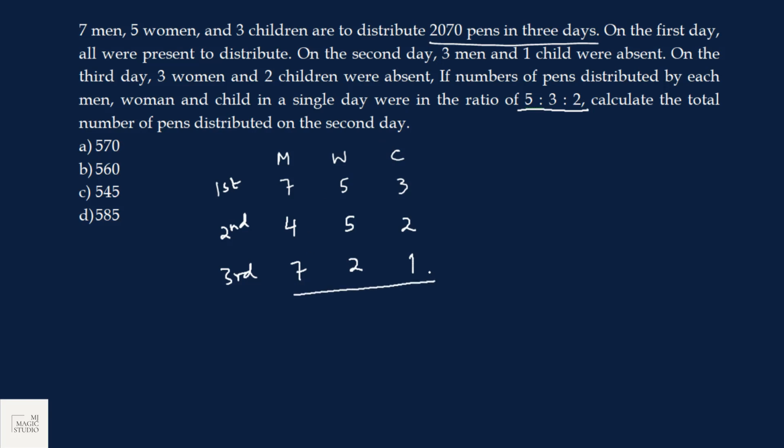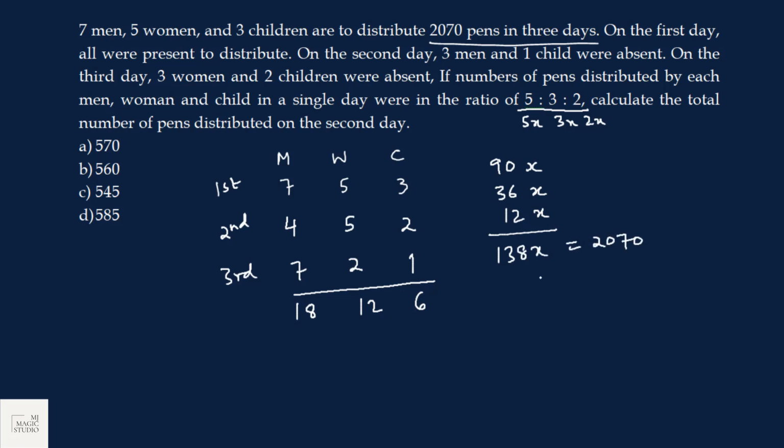Let me see how many men, women and children have worked in these 3 days. Men: 7, 7, 4, that is 18. Women: 5, 5, 2, that is 12. And children: 3, 2, 1, that is 6. If the number of pens distributed are 5x, 3x, 2x each day, then the total distributed by men is 18 into 5, that is 90x. By women is 12 into 3, that is 36x. And by children is 6 into 2, that is 12x. So it comes to 138x, which equals 2070.